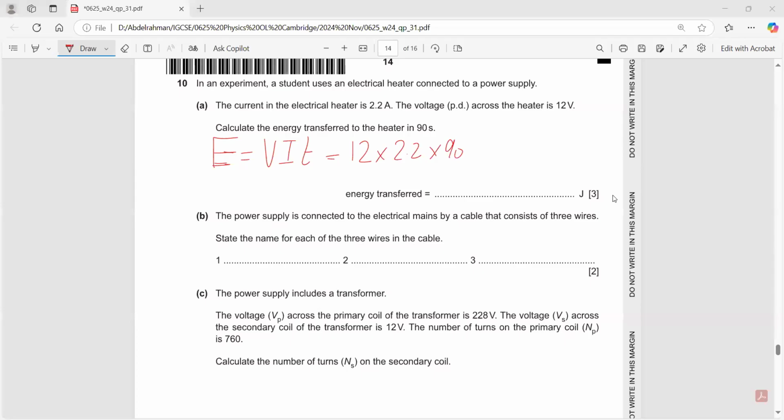What is the total energy? It would be around 2,400 joules, I'm sorry.